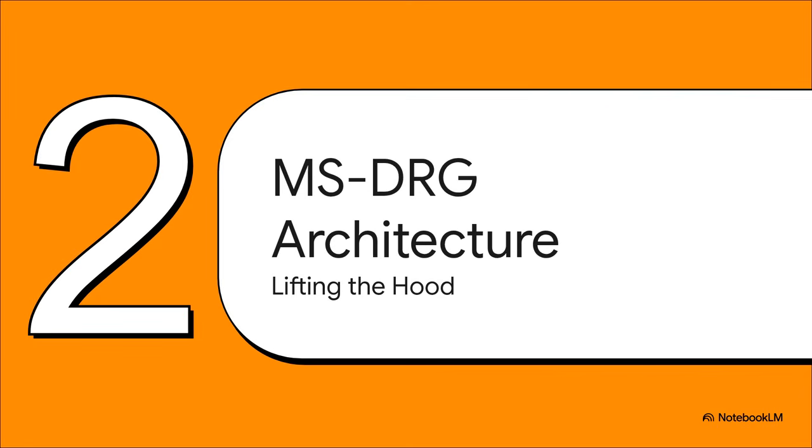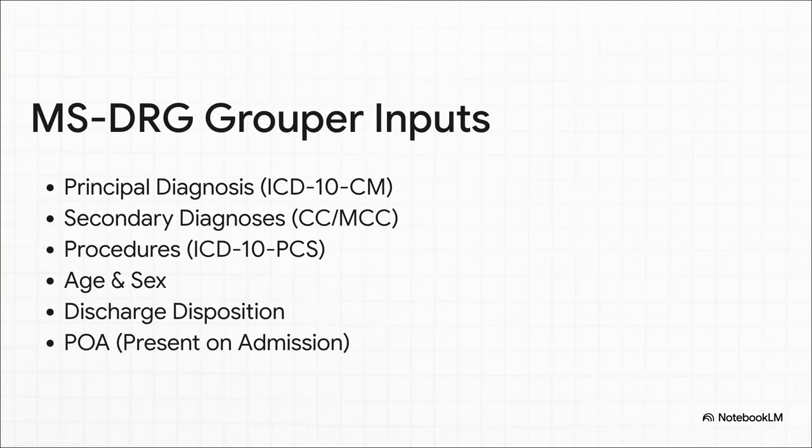Okay, let's move on to part 2. Let's lift the hood and see the engine at work with the MS-DRG architecture and logic. Think of the MS-DRG grouper as this massive, complex logic engine, and like any engine, it needs precise fuel to function, right? The primary fuel here consists of your ICD-10 diagnosis and procedure codes, but it doesn't stop there.